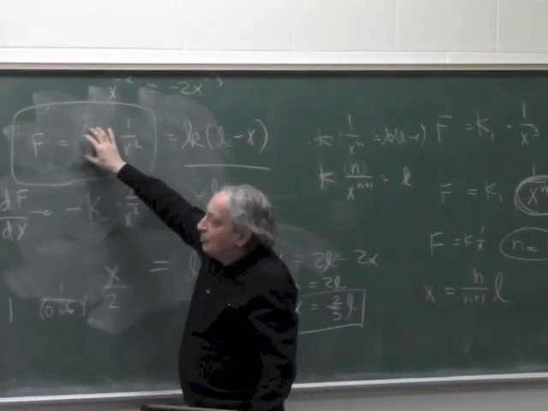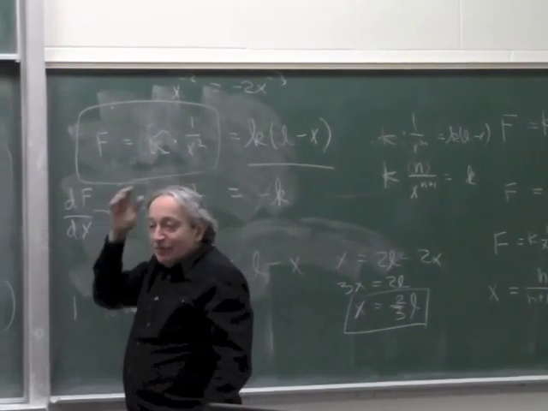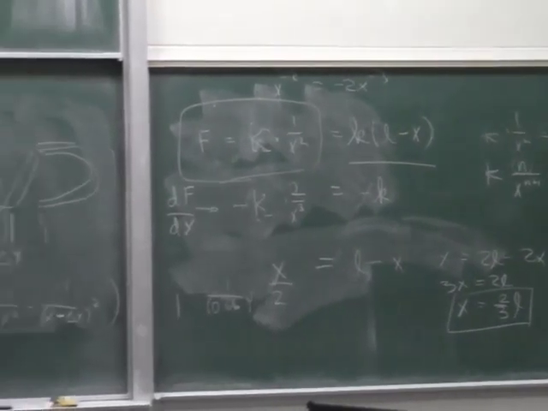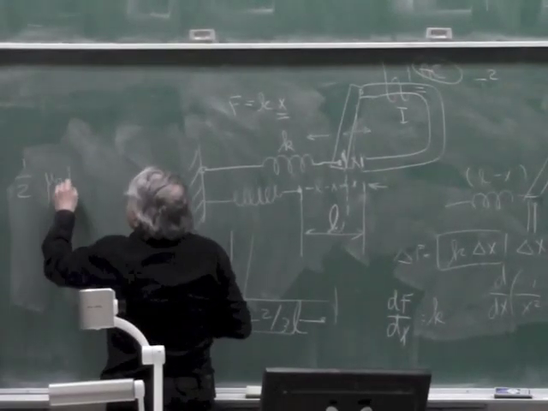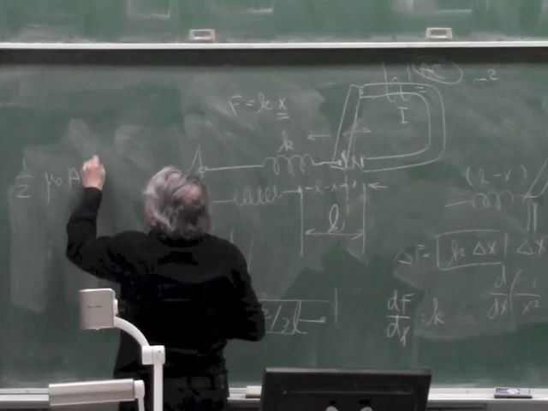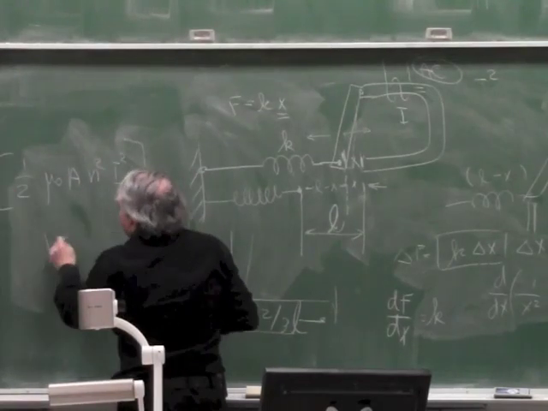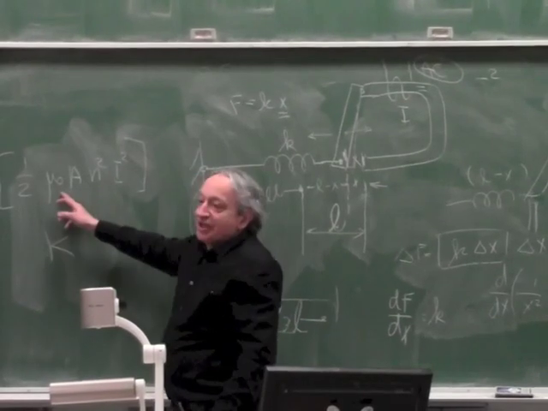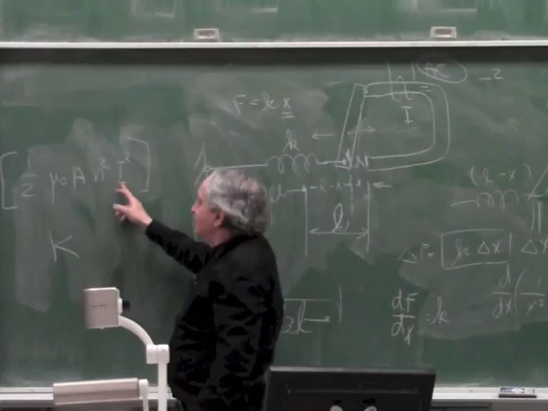So when you look at the formula for k, capital K, you look at what's in that formula. In the capital K was 1/2 mu 0 A n squared I squared. That was what's inside the capital K. So mu 0 cannot change, A cannot change, n cannot change. So the only thing which can be changing is I.